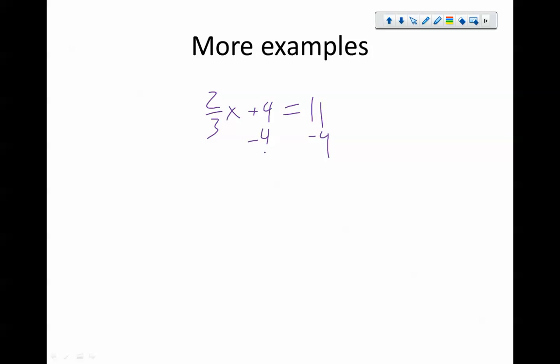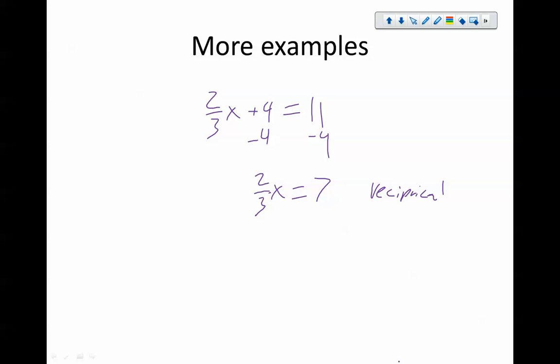When I do that, 4 minus 4 is 0, so it goes away. This is 2/3 x equals 7. And then just like we learned yesterday, when we have a fraction multiplying the x, to get rid of it, we're going to multiply it by the reciprocal.